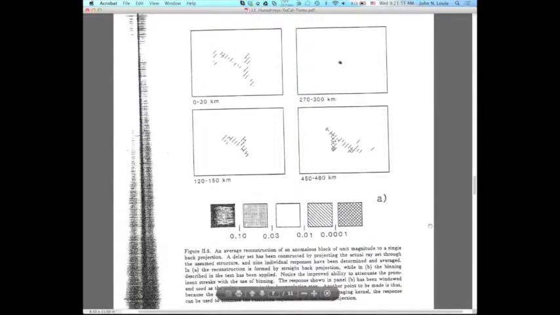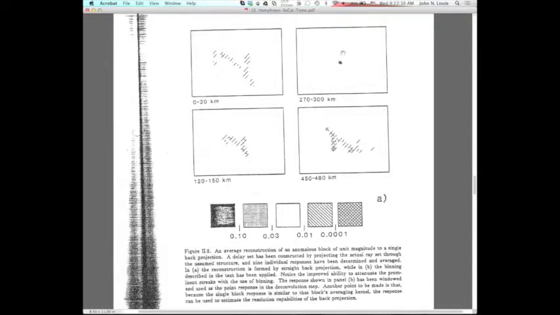Here's some examples he showed of point spread functions. So these are rows of the information matrix, L transpose L. You take the autocorrelation, if you will, that's present in the information matrix, and Gene calls it an average reconstruction of an anomalous block of unit magnitude to a single back projection.